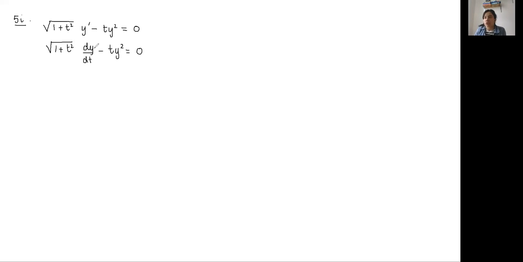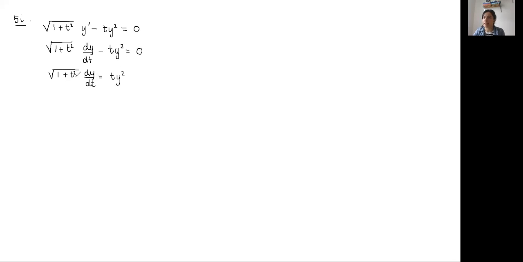So I'm going to start by putting this term on the other side, because I know that I'm eventually going to need to multiply by dt. Maybe I just need one term on the left-hand side, one term on the right-hand side. This always depends on the type of equation you have, but in this case it looks like it might simplify my life quite a bit. So I'll have square root of 1 plus t squared dy over dt is equal to t times y squared.